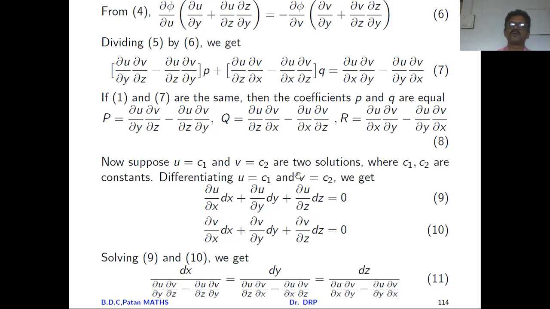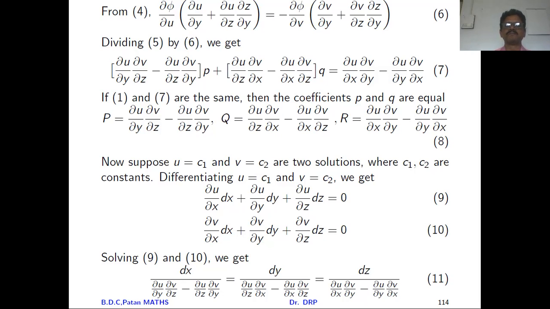In a similar way, v equal to c2, where v is a function of x, y, z. Differentiating it, what does it give? dv equal to 0. But what is dv? dv is the total derivative, and that is nothing but ∂v/∂x into dx plus ∂v/∂y into dy plus ∂v/∂z into dz. And if you observe, these are two equations in terms of dx, dy and dz, and these are homogeneous equations. And you have studied the Cramer's rule for solving homogeneous equations.